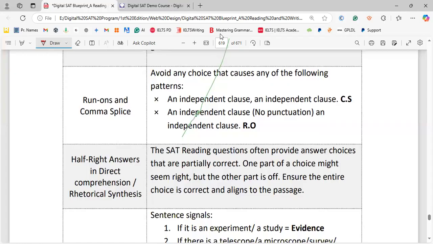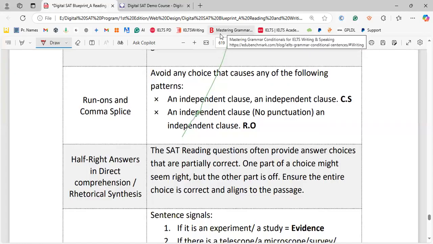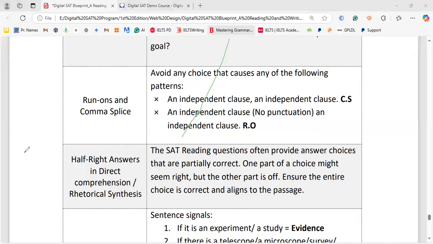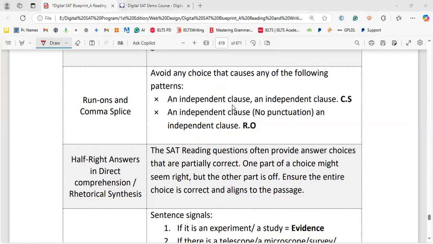Any question that has, in the choices, a comma splice and a run-on sentence: any choice that creates a comma splice or run-on sentence is wrong.